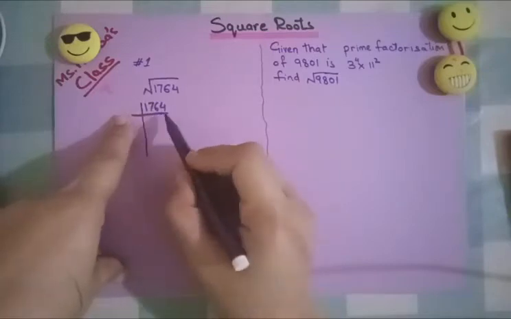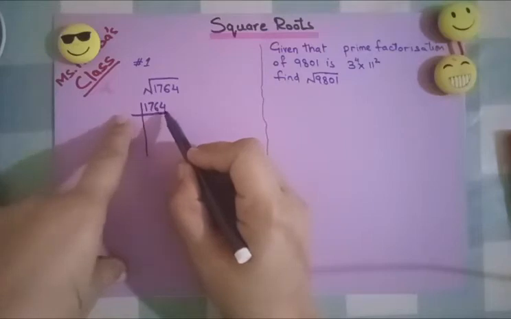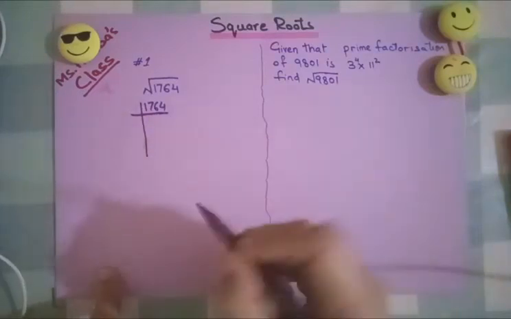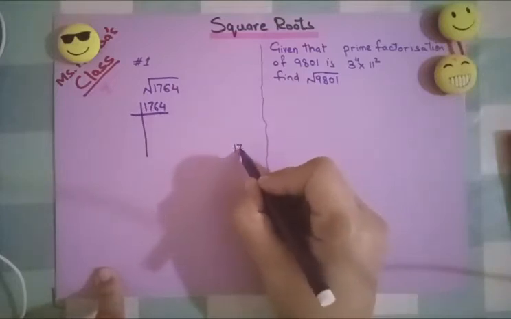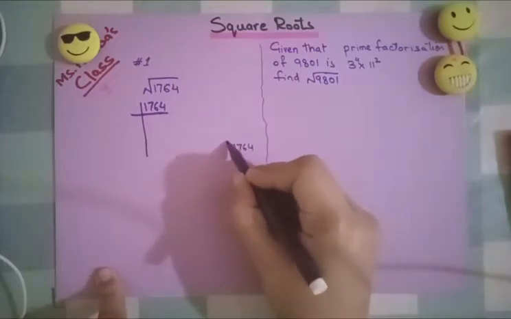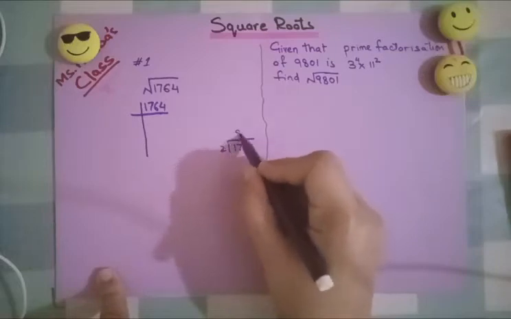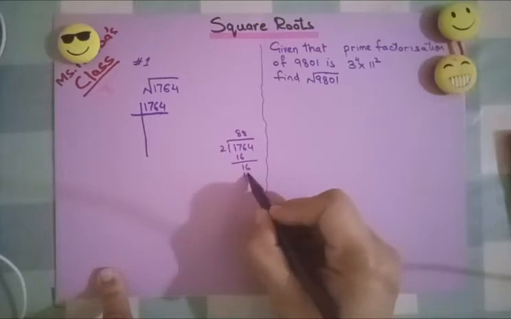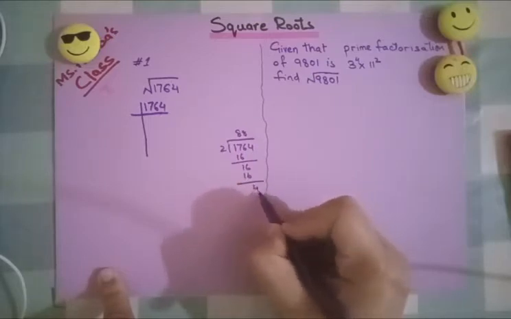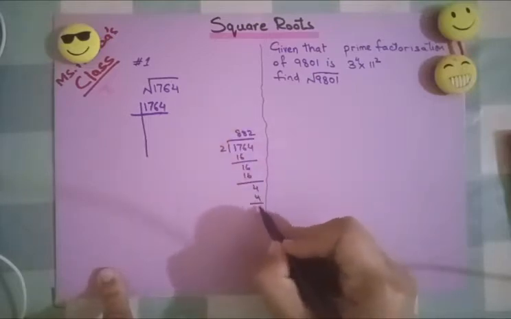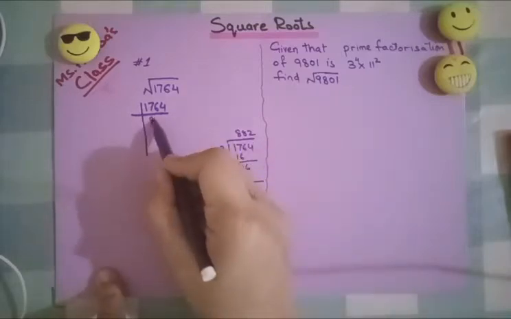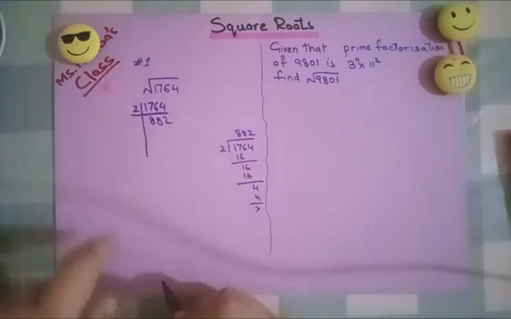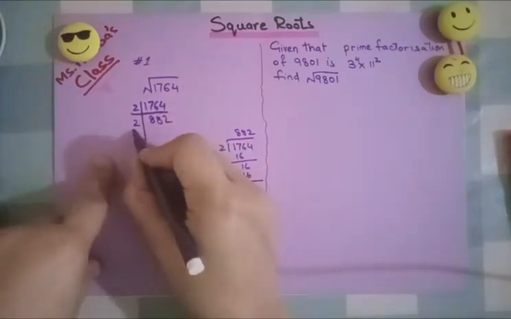1764 is an even number because it's ending in an even digit, so definitely it's divisible by 2. If you don't know where it comes from, you can divide in the rough work. 2 8s are 16, then again 2 8s are 16, and then 4, so 2 2s are 4. Now here I will write 882 and 2 will be here. Again an even number, divisible by 2.